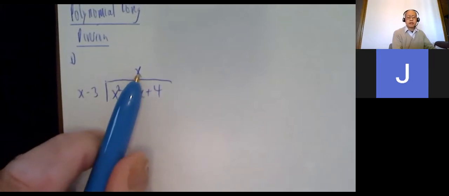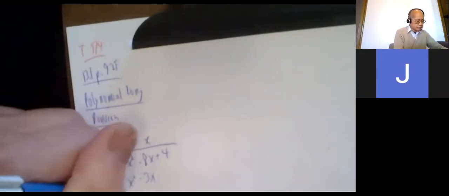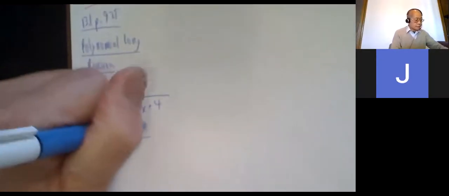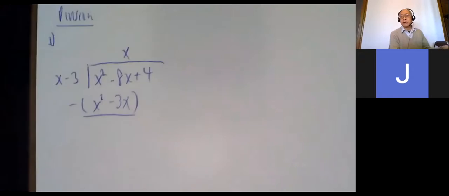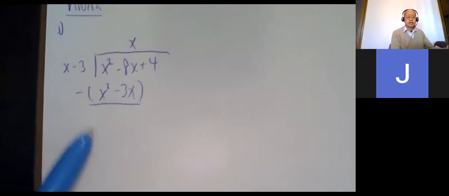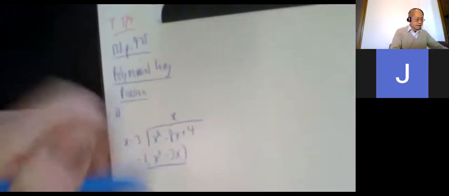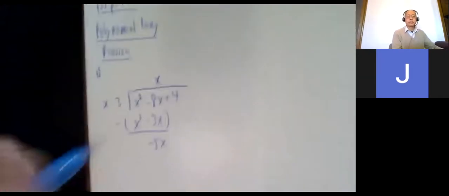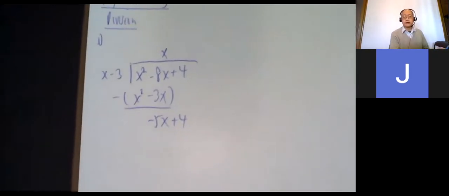Now what do I multiply x by to get all this? So in other words, I go x times this whole thing. x times x is x squared. x times a negative 3 is a negative 3x. And then I subtract, just like long division of numbers, right? When you subtract, you have to be careful of all the double negatives and such. x squared minus x squared is nothing. Negative 8 minus a minus 3, that's negative 8 plus 3, which is negative 5x. And then I bring down the plus 4. Very much similar to what you did in long division of numbers.